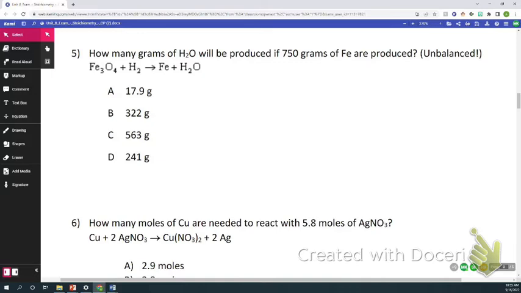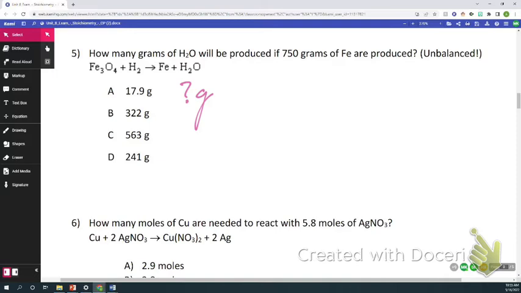talking back there? Thanks. How many grams of H2O will be produced if, yes? Unbalanced. Oh, unbalanced. Very nice. So, you see, you should always check, especially when there's no numbers. You know how there's no coefficients, no 2s, none of the big numbers in front? There's no numbers.